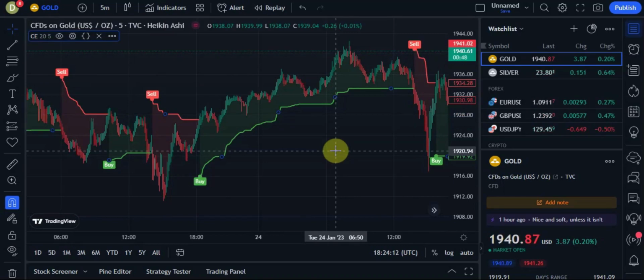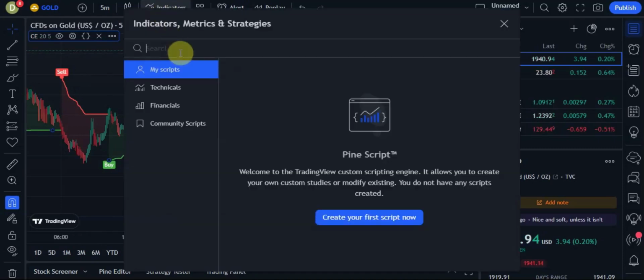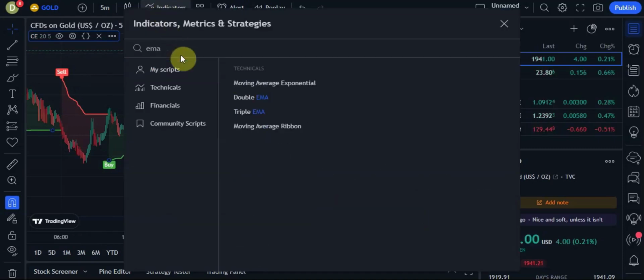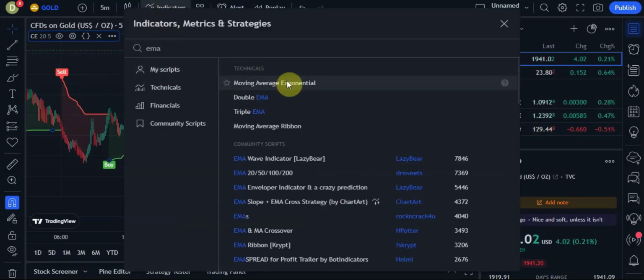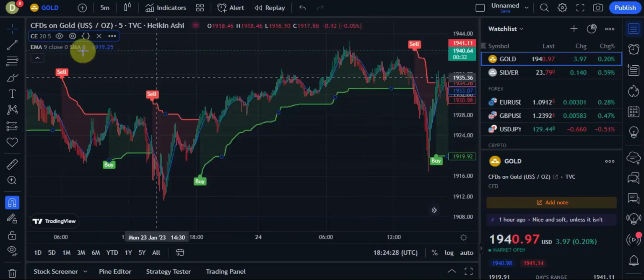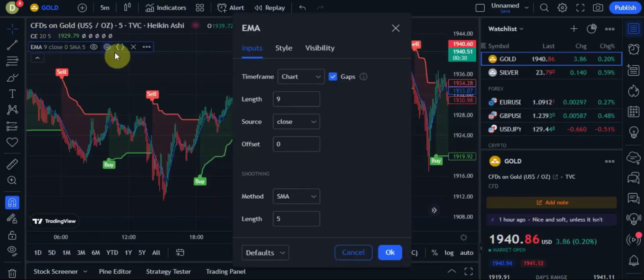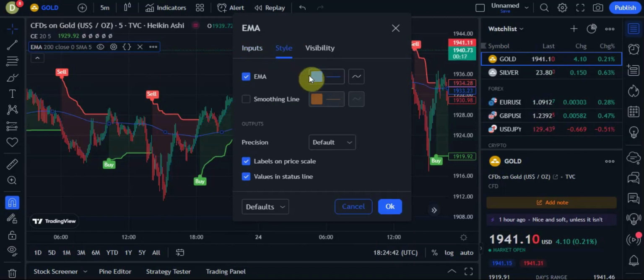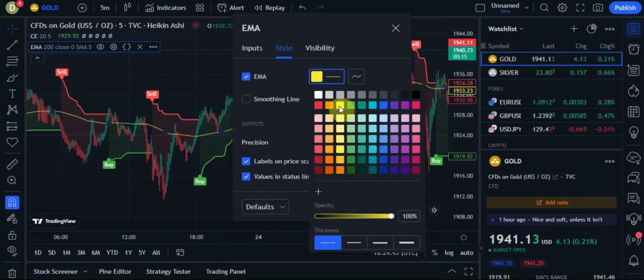Now the second indicator that we'll add will be moving average exponential, so let's type in EMA. And we're going to go to settings, input, and change the length to 200. And to make it more visible, we'll also go to style and change the color to yellow. Alright.